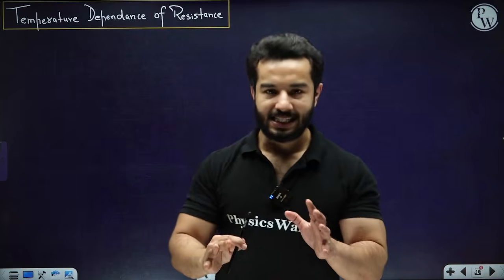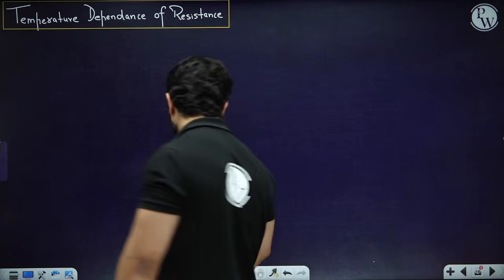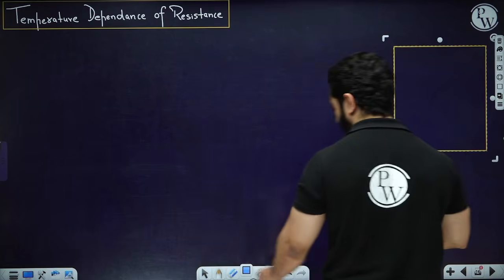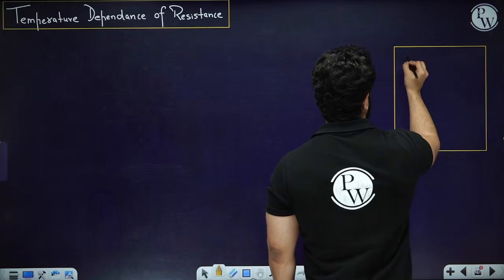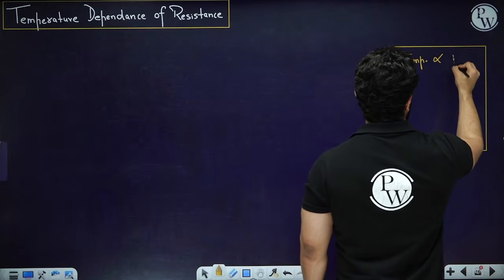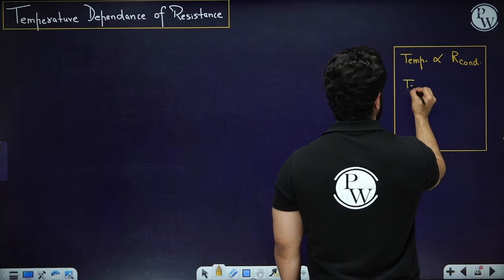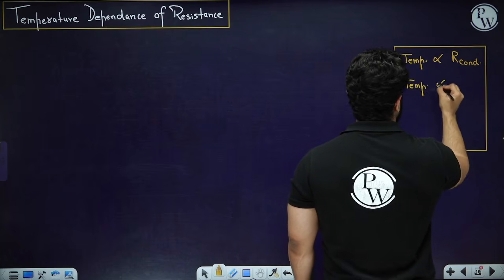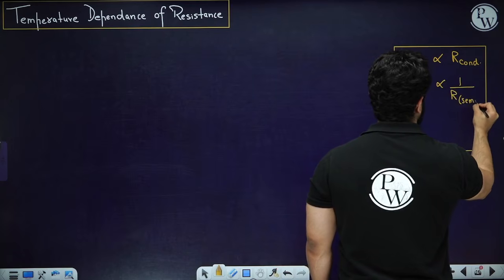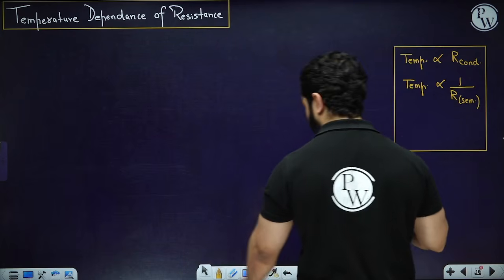We have already seen that if you are going to increase the temperature, resistance will increase for conductors, that means all the metals. If you're going to increase the temperature, resistance will decrease for all these semiconductors, right? This is what we have studied till now.